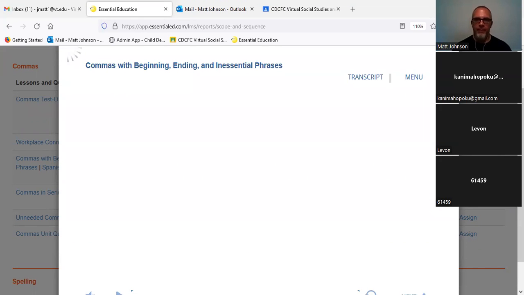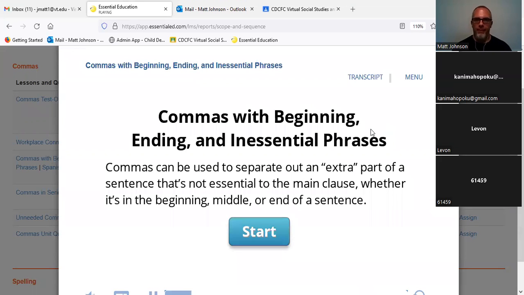Hi, this is the lesson about commas with beginning, ending, and inessential phrases. Commas can be used to separate out an extra part of a sentence that's not essential to the main clause, whether it's in the beginning, middle, or end of a sentence. Yeah, so again, the comma is really the workhorse of a sentence. It's going to be the most common punctuation that you see within a sentence, for sure. And it's used in several different ways.